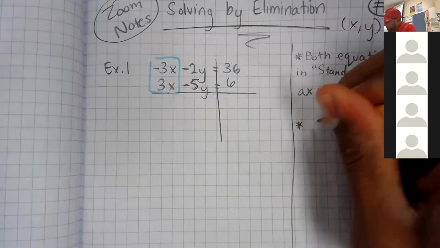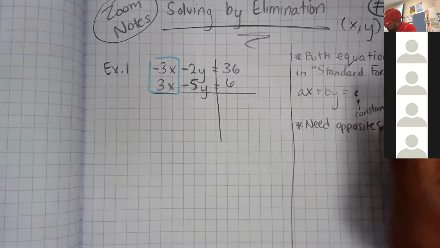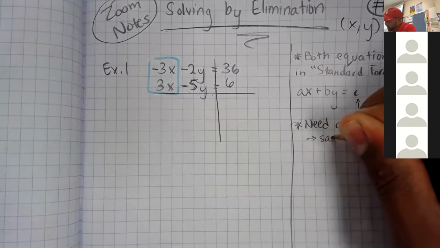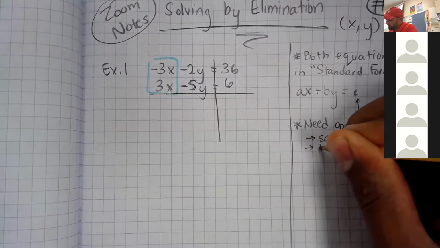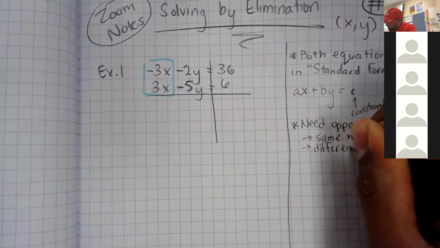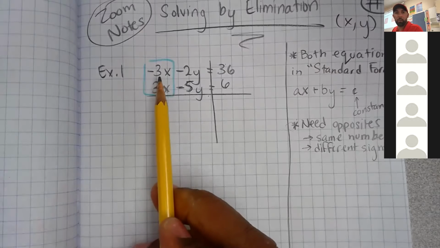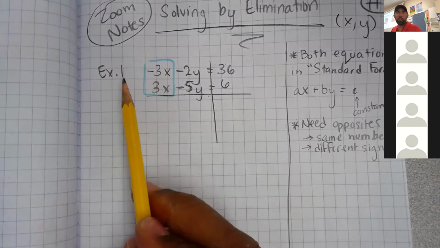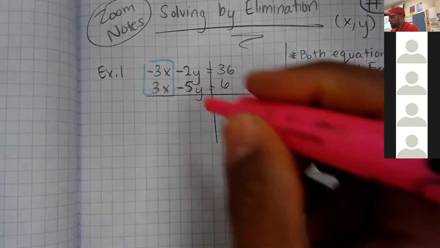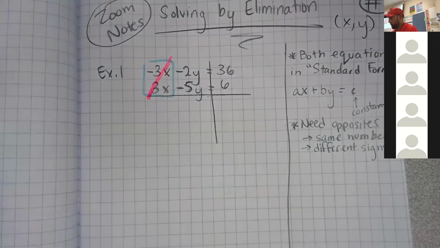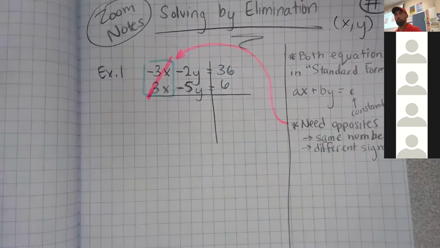So we need opposites. They'll be the same number, but they'll be different signs. So these are the same number. They're both 3, but they're opposite signs. One's negative, one is positive. And as with any other equation, when you have opposite signs, they cancel. Okay? Draw an arrow there pointing to that.